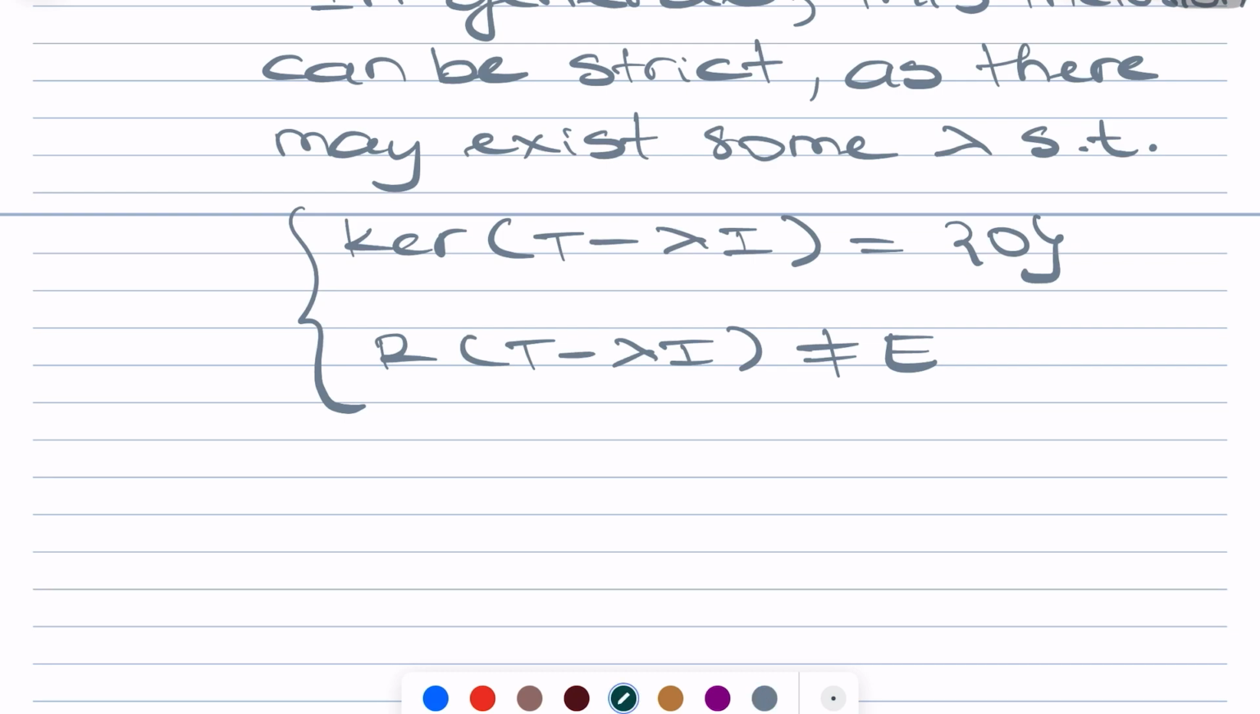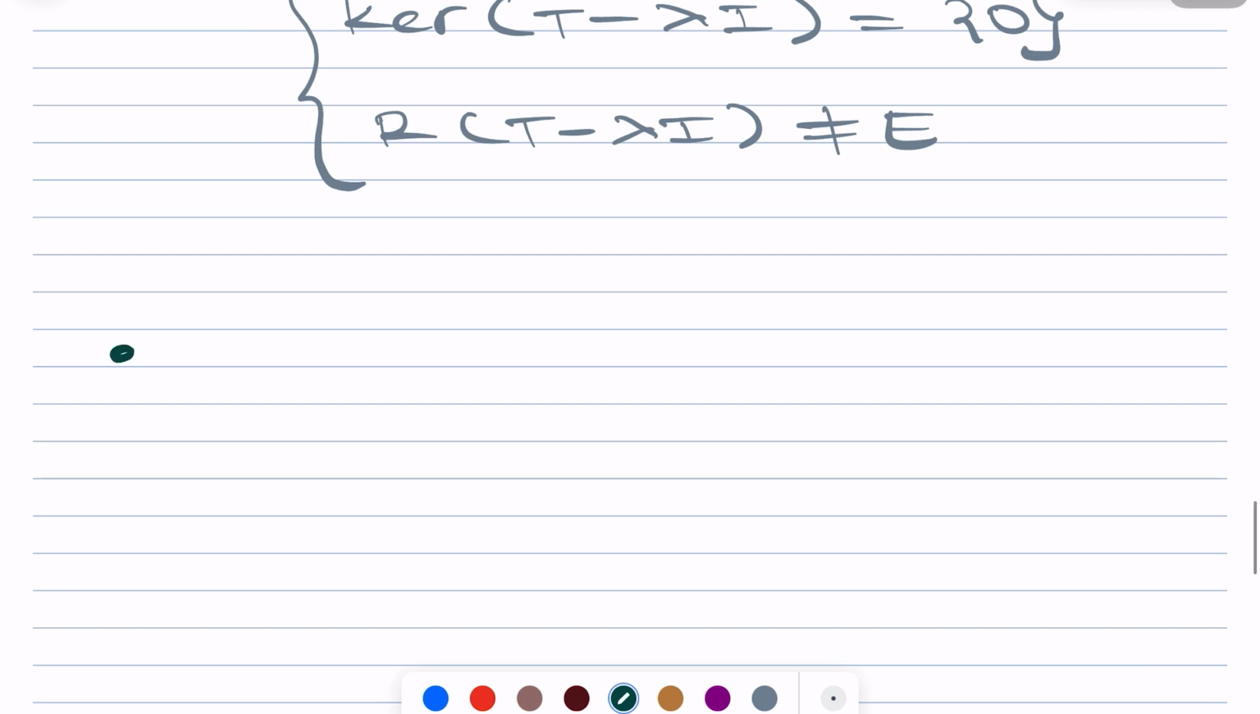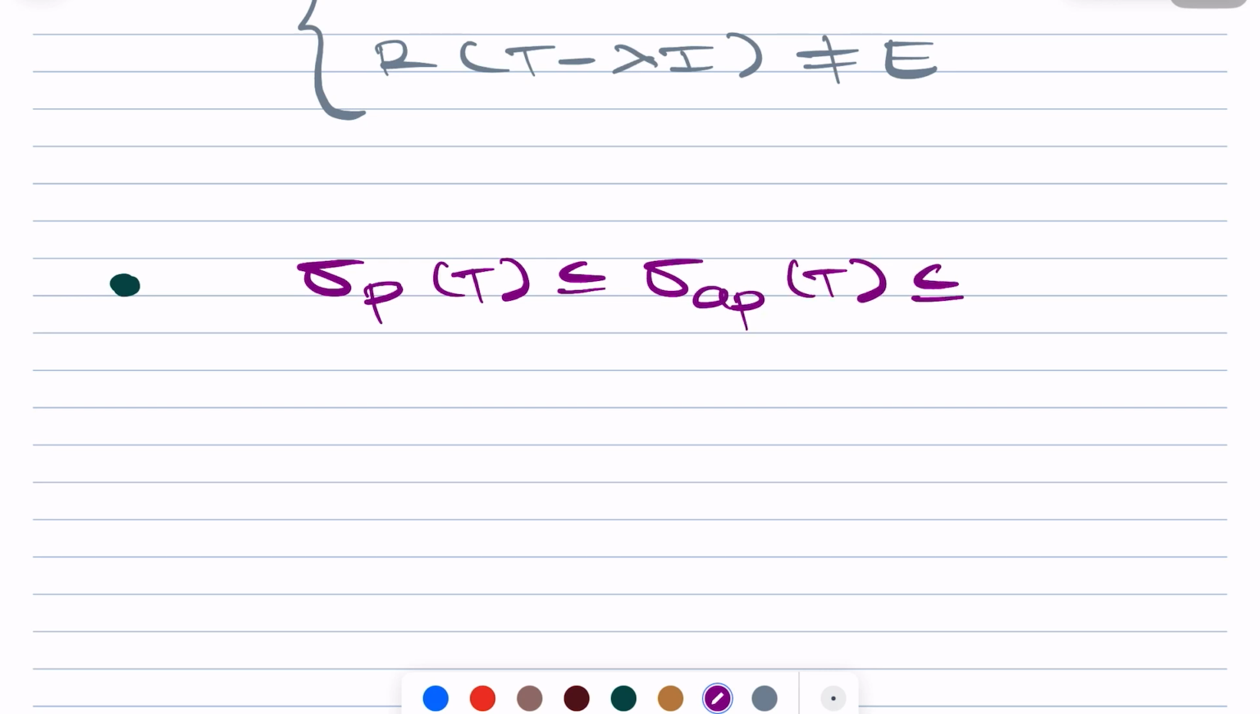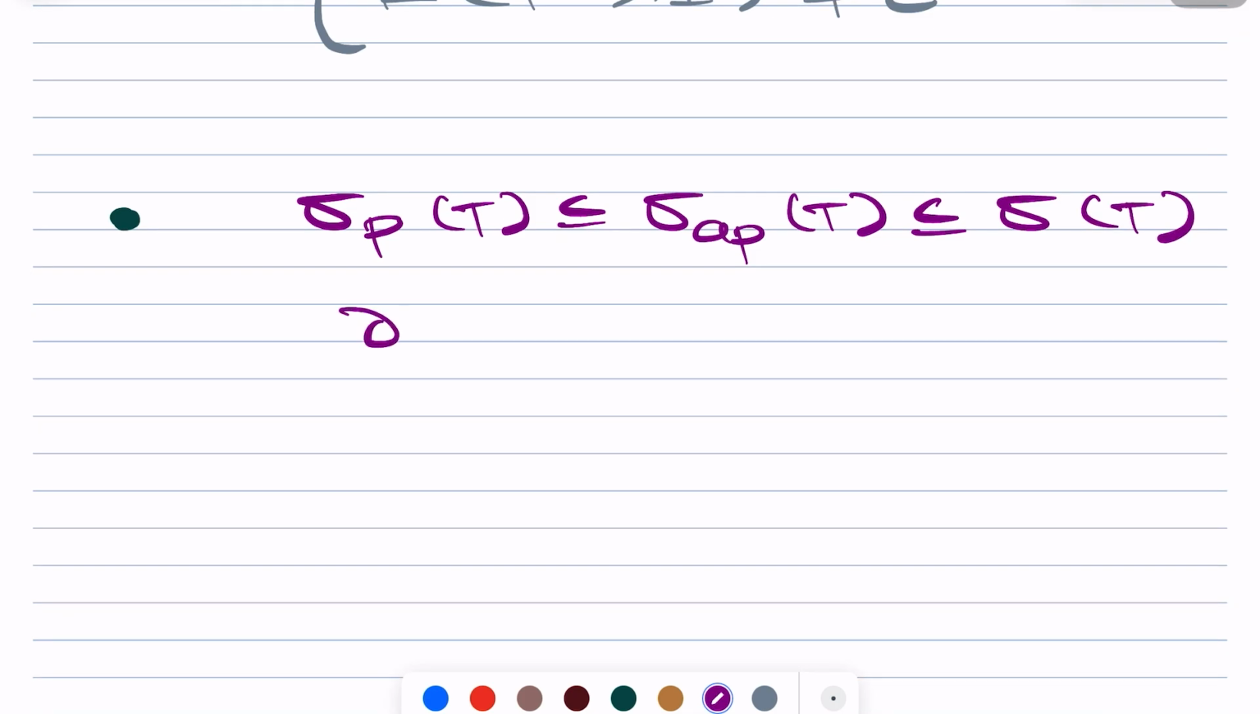So the second remark is that the point spectrum of T is contained in the approximate point spectrum of T, which is a subset of the spectrum of T. And also the boundary, or the frontier, of the spectrum of T is a subset of the approximate point spectrum of T.